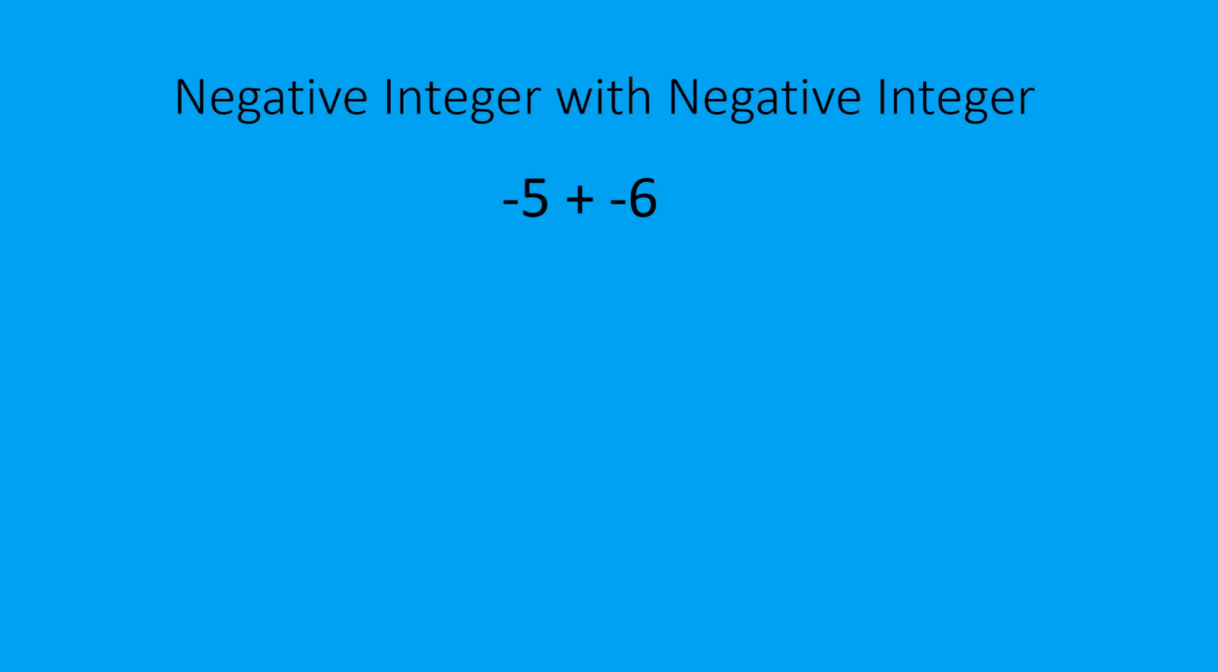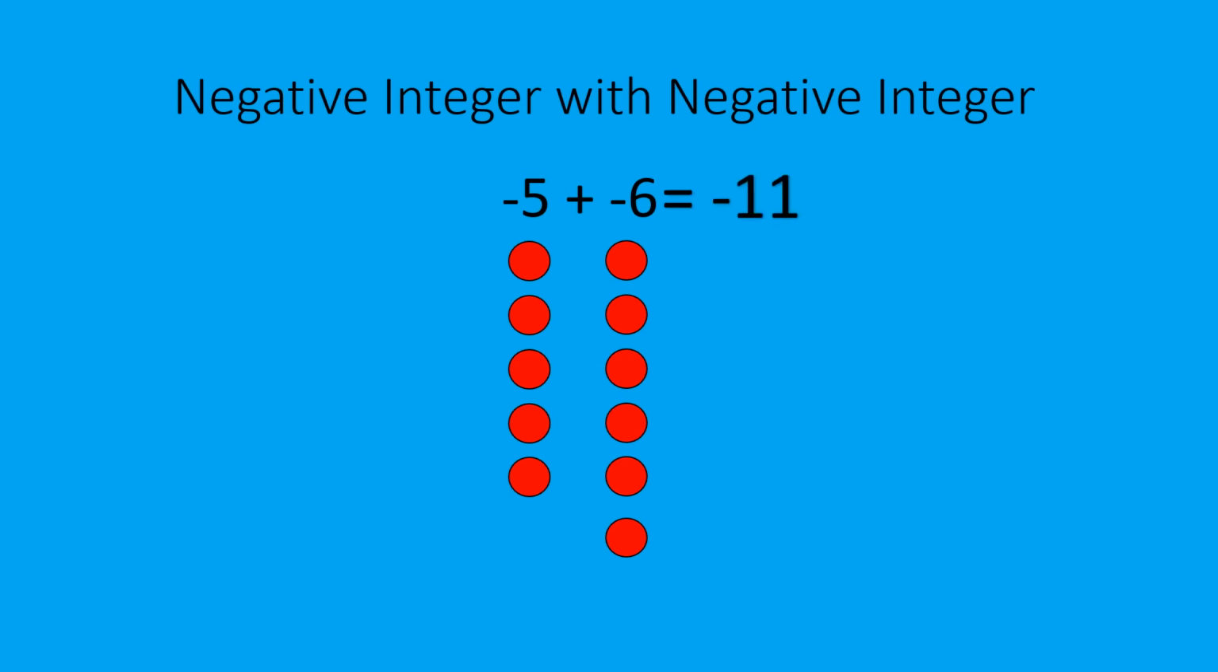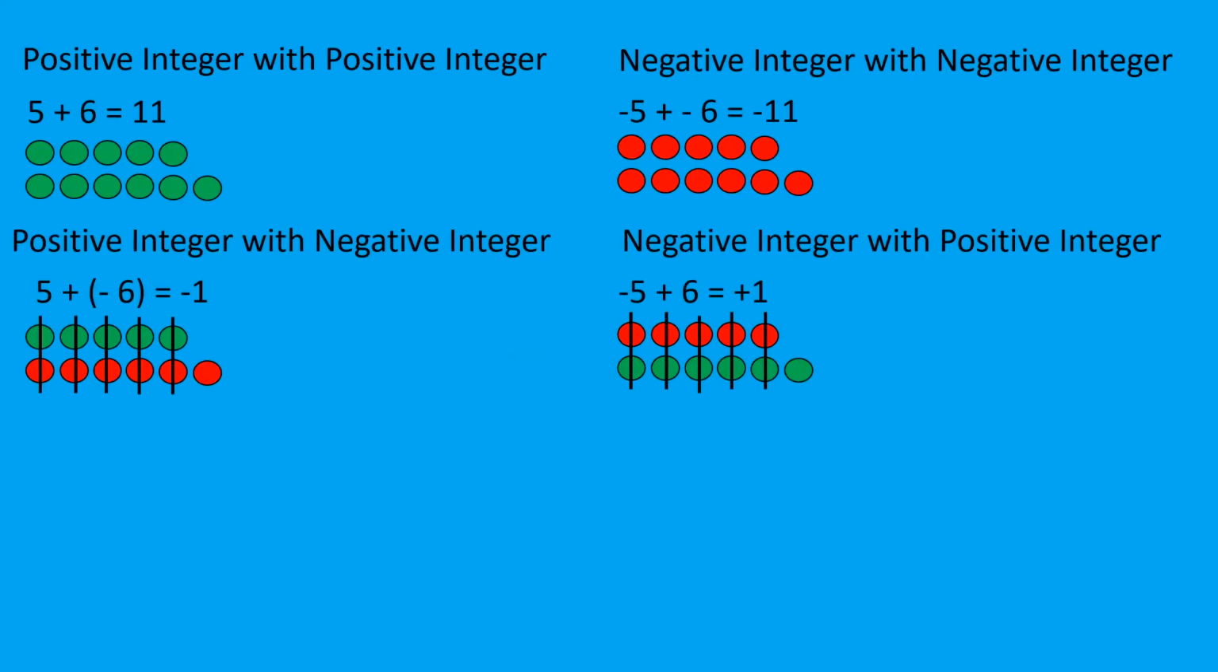Now let's come to the last type of sum, wherein a negative integer is added to a negative integer. Here negative 5 is represented by 5 red balls and negative 6 is represented by 6 red balls. Here we cannot cancel off anything, so we are left to add all the red balls together, which gives us a sum of 11, and since the color is red, we are going to write the answer as negative 11.